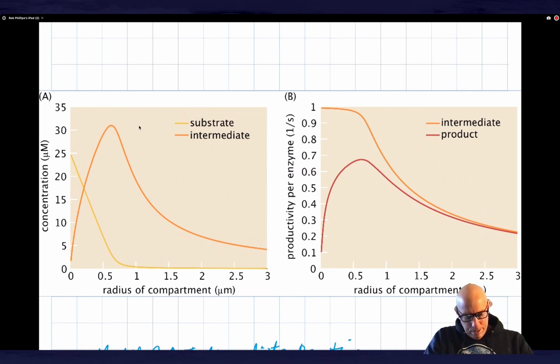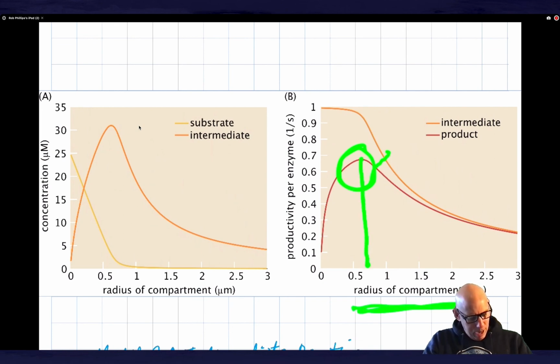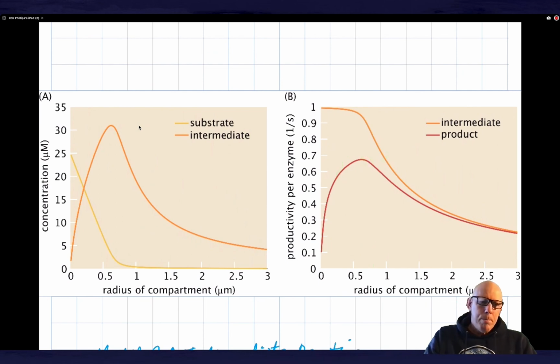So what I'm telling you is that this result is showing us the amount of intermediate as a function of the radius of the compartment, and this curve is showing us the rate of product formation per enzyme as a function of the radius of the compartment. And so once again, what we see is there's an optimal radius at which we will get the most bang for our buck out of this coupled enzyme system.